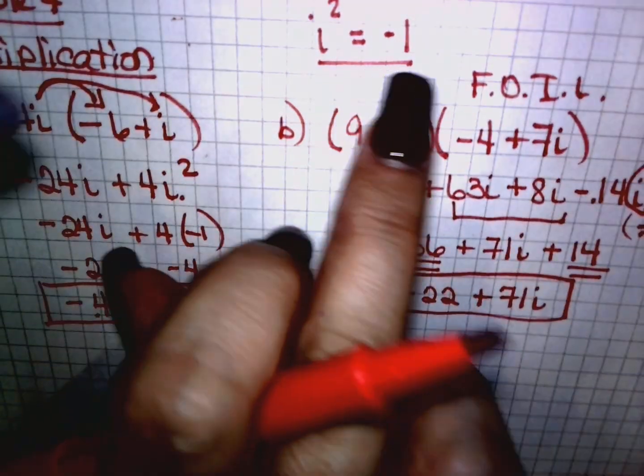Now we're going to talk about a pair of complex numbers. These are two complex numbers. We're going to talk about a special pair of complex numbers.